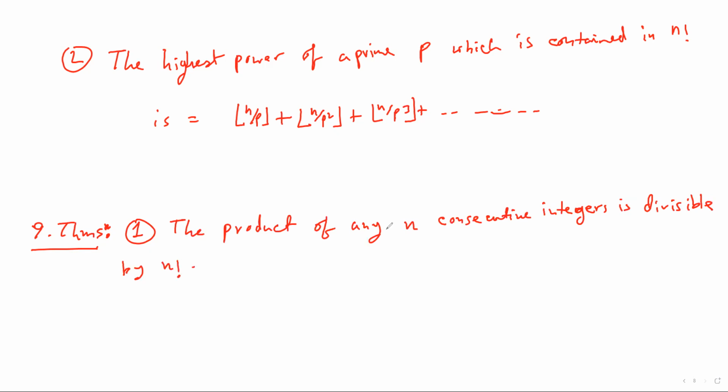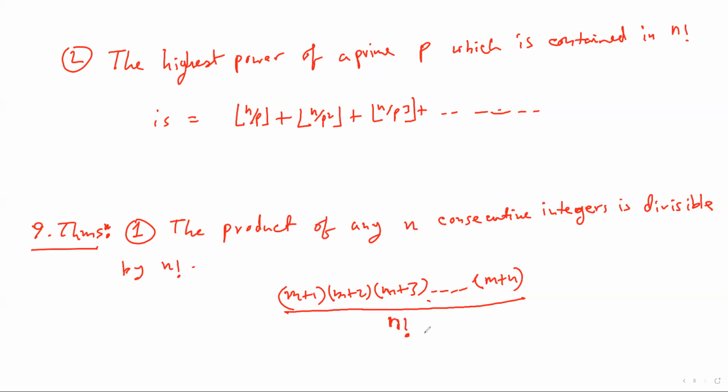So any random n consecutive integers. You can start with just m plus 1, continue m plus 2, m plus 3, take the product of all these consecutive integers, and you have to take n of them. You started with m plus 1, so the nth guy has to be m plus n. So according to the claim of the first theorem, this product is divisible by n factorial, which means if you divide this by n factorial, you are going to get an integer. This is the claim of the theorem.